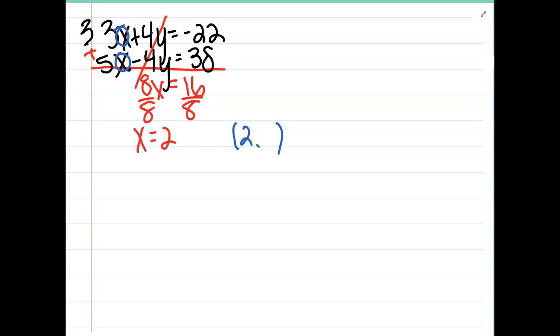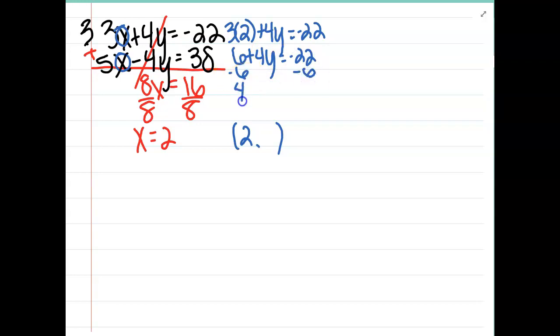If I plug it into the first one, we do 3 times 2 plus 4y equals negative 22. 3 times 2 is 6 plus 4y equals negative 22. Subtract 6 from both sides. So we have 4y equals negative 28. Divide by 4, we get y equals negative 7. For answer 2 comma negative 7.